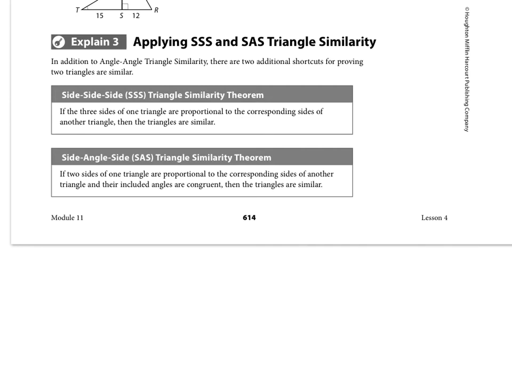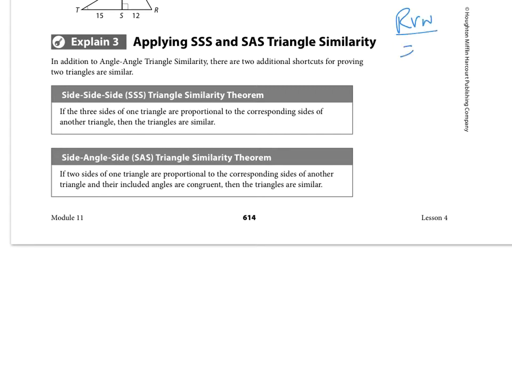Welcome to video 11-4B. We are on Explain 3 on page 614, as you can see here. And we've already talked about the angle, triangle similarity shortcut, but there are also two additional shortcuts for proving two triangles are similar. While we're on the topic of shortcuts, just a quick review.